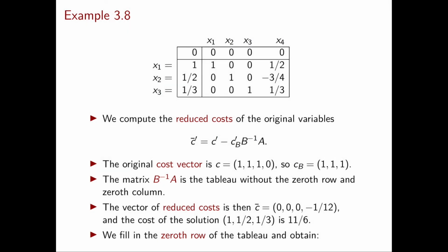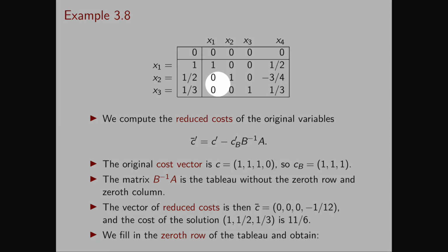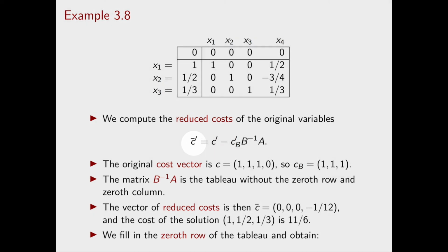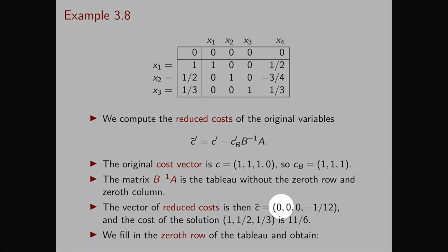What else do we need to compute to compute our reduced costs? We need to compute B inverse A. This is easy because we know that the matrix B inverse A is the tableau without the zeroth row and without the zeroth column. So it is this part of the tableau. Now we have all the elements to compute C bar transpose. If you do the calculations, you will obtain that C bar is 0, 0, 0, minus 1/12.